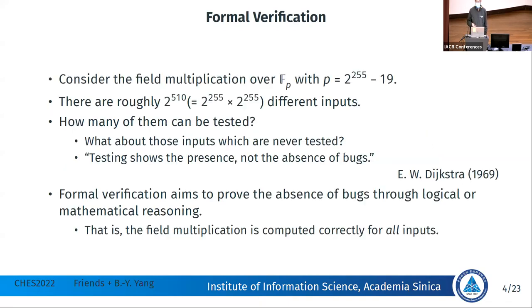Our answer is to do formal verification rather than testing. To test, take an easy routine such as 25519, where there are 2 to the 500 inputs. How many of them can you possibly test? The answer is a vanishingly small proportion. As Dijkstra says, testing shows the presence and not the absence of bugs. To show the absence of bugs, we need formal verification.